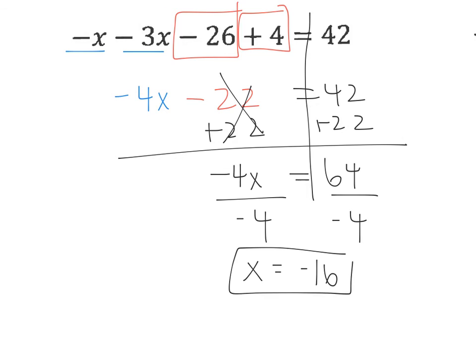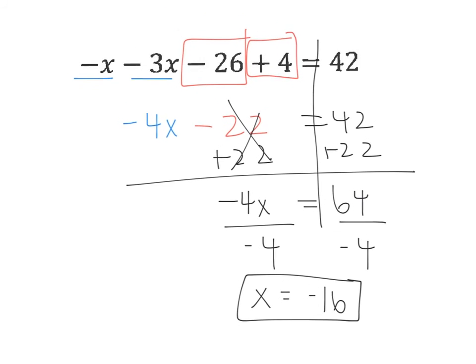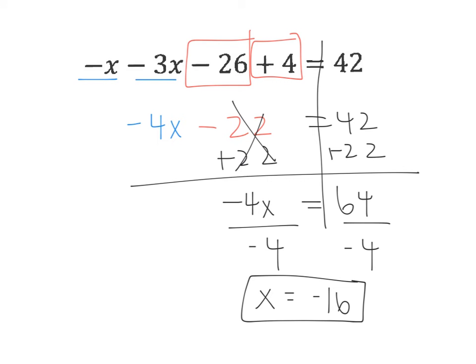And let's go and check our work just to make sure that we still remember how to do that, because we haven't done that in a few examples. So I'm going to plug in here. I have negative 16 minus 3 times negative 16 minus 26 plus 4 had better equal 42.